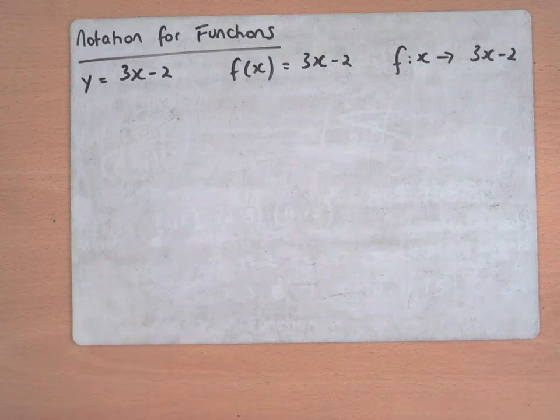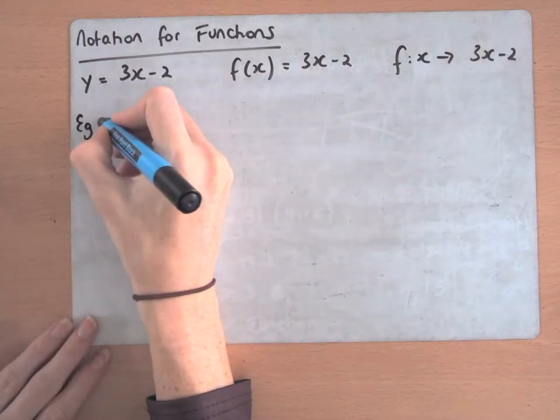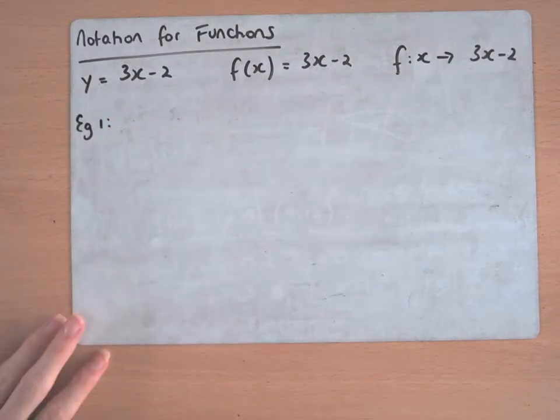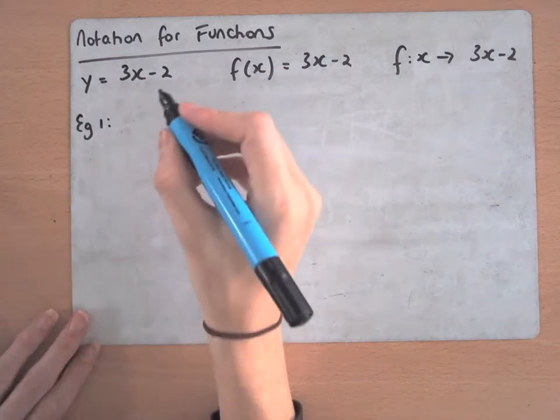Okay, so let's do an example using these, okay? And this is what comes up. This is how they ask it. So example 1, we have the 3 ways they can tell us a function, or that they name a function, okay?